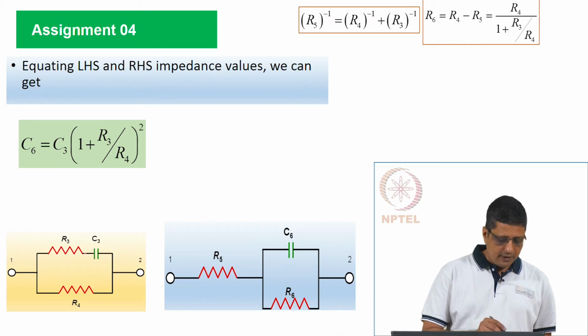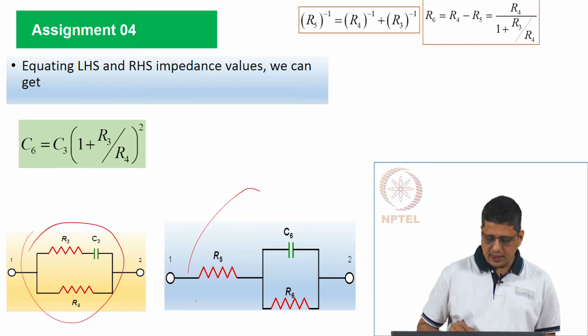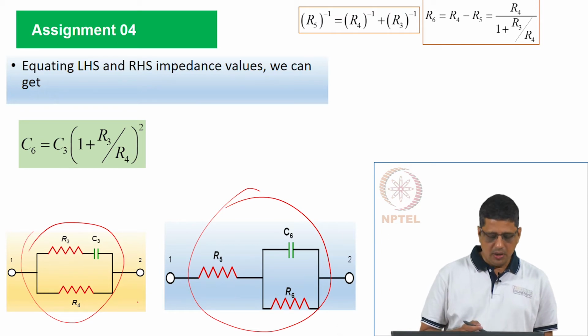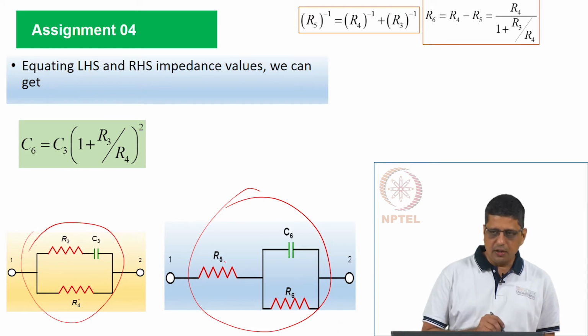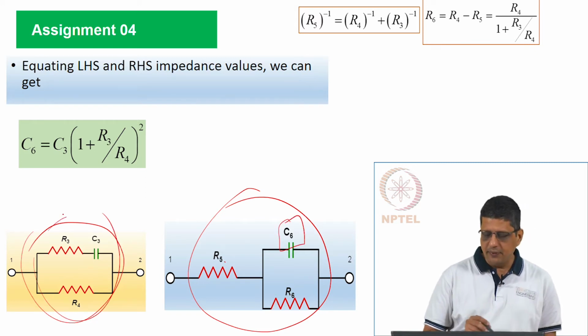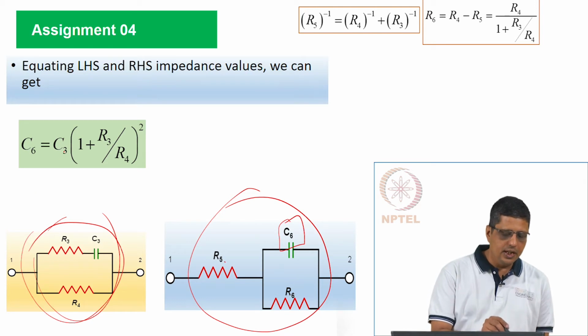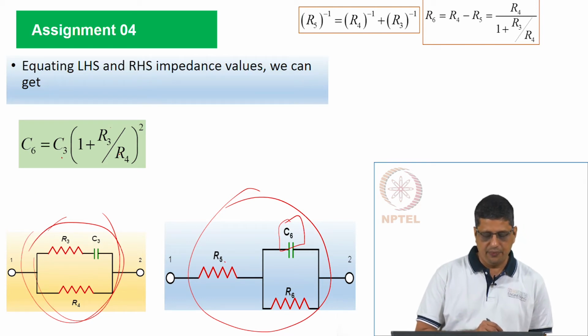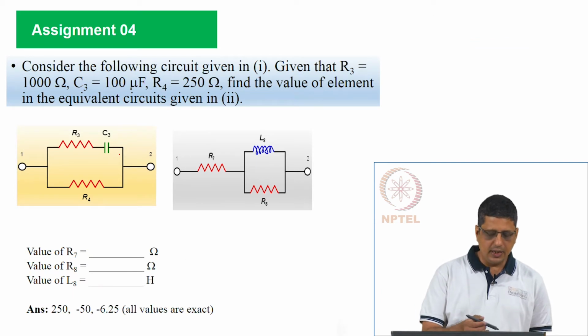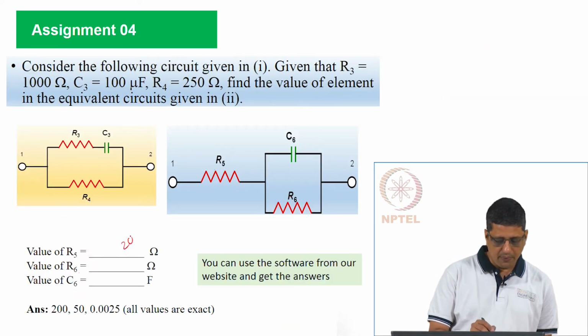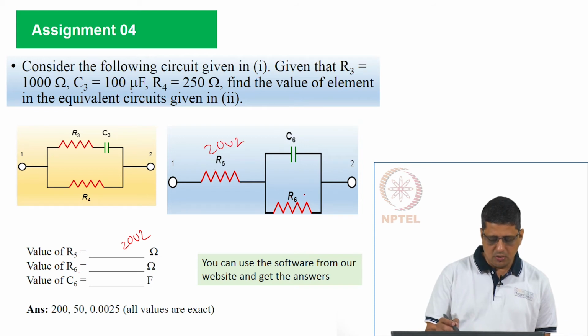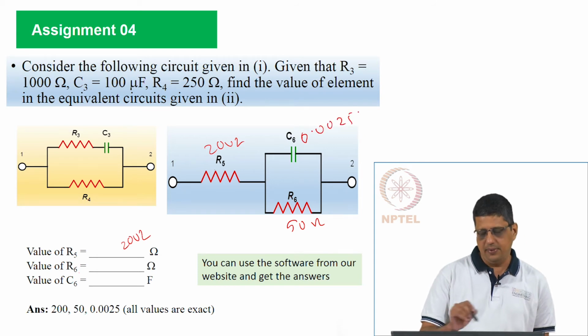You can also write the impedance of this entire circuit and the impedance of this entire circuit and equate them. Okay. Since you already know the relationship between R5 and R6 with R3 and R4, you had to solve this, rearrange and get the relationship between C6 and all the components here, and you will find that C6 is related to C3, R3 and R4. Once you substitute in these equations, you can get the equivalent values, and they are going to be 200 ohms, this is going to be 200 ohms, this is going to be 50 ohms and this is going to be 0.0025 farad.